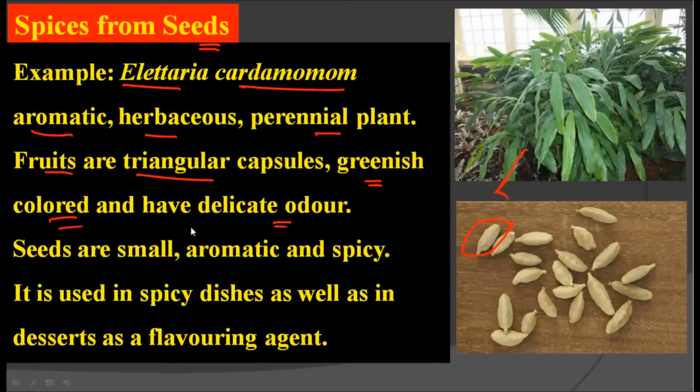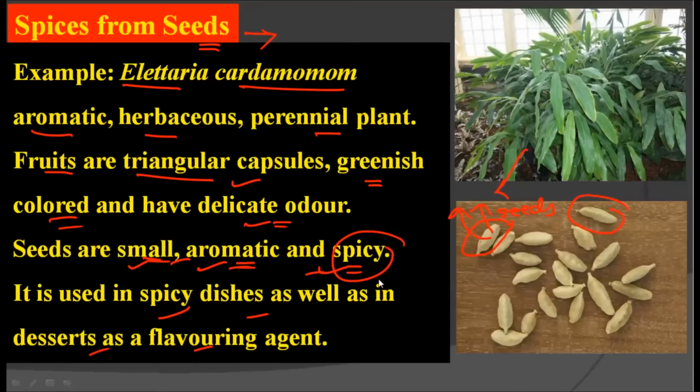The seeds of these capsules are very small, aromatic, and spicy. That means the seeds coming out of this fruit are directly used as a spice. It is used in spicy dishes as well as in desserts as a flavoring agent. So for the spices from the seeds, we have the example of Elettaria cardamomum. This plant gives fruits which are triangular capsules, greenish in color, with a delicate odor. The seeds contained in that fruit are small, aromatic, and spicy, and are used as a flavoring agent.